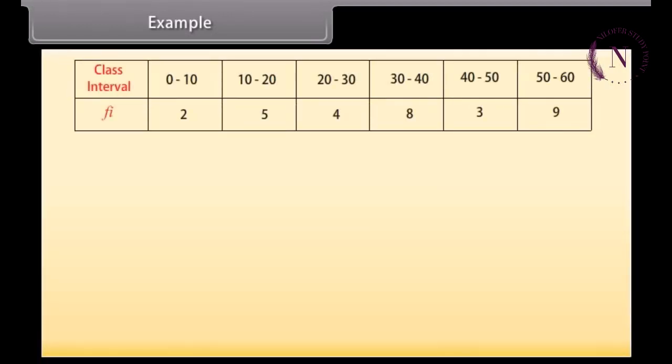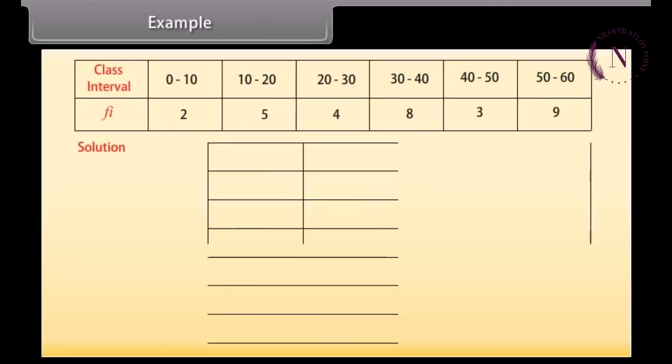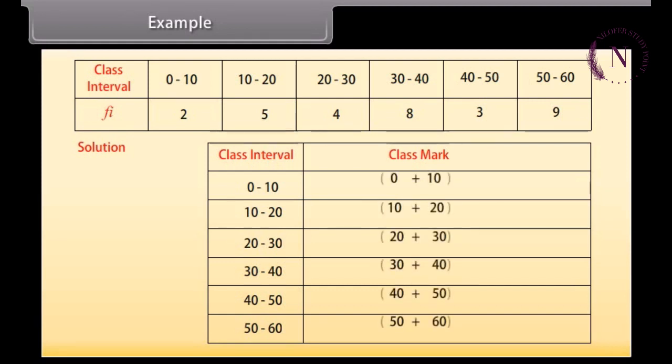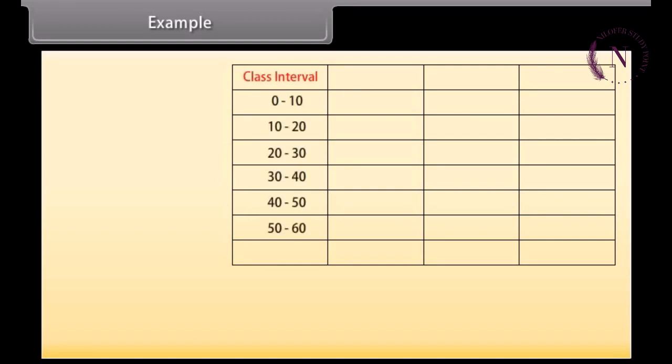Find the mean of the given data. Solution. First, we find the class mark of each class interval by using the formula class mark equals upper class limit plus lower class limit divided by 2. In the first column, we have written the class interval, and in the second column, we have written the frequency of the respective class interval.